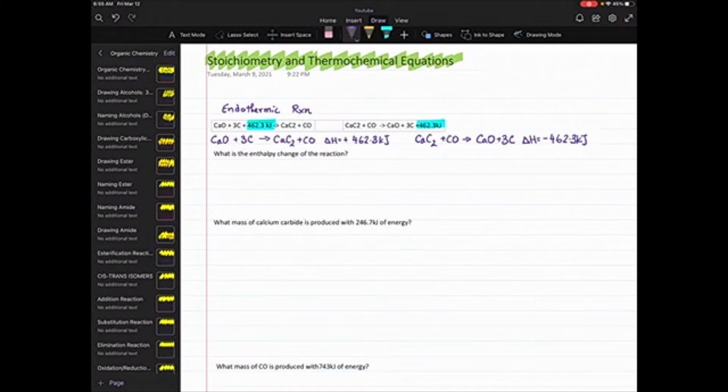So that is how to write the equations with energy separately and how to write the equation with energy as part of the equation. These are called thermochemical equations because they have energy as a component of the chemical equation.